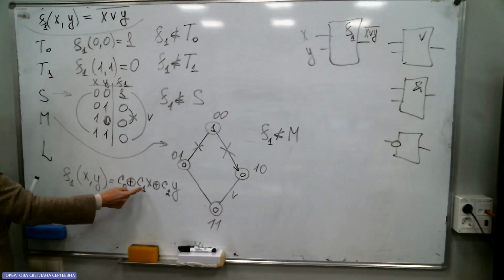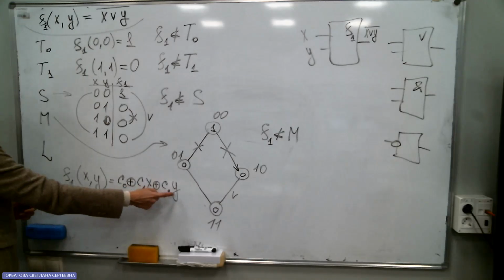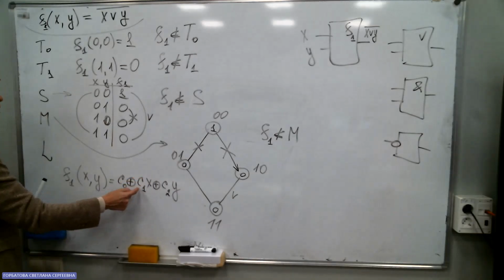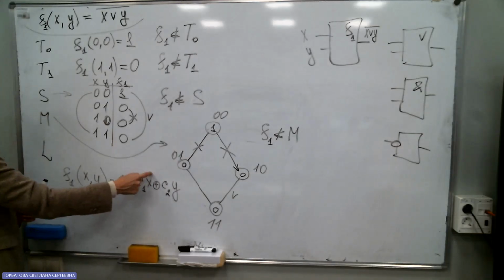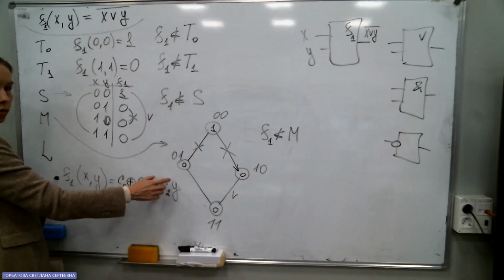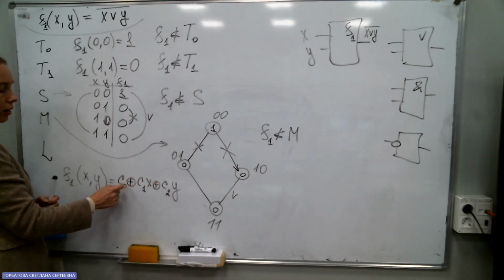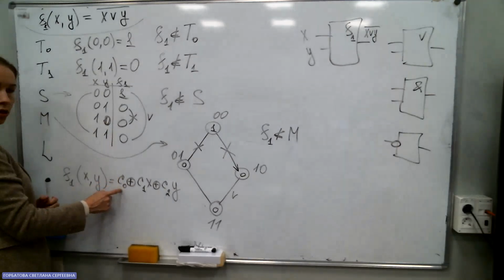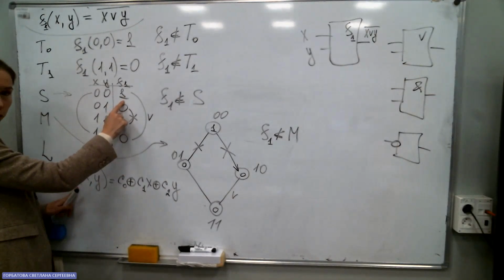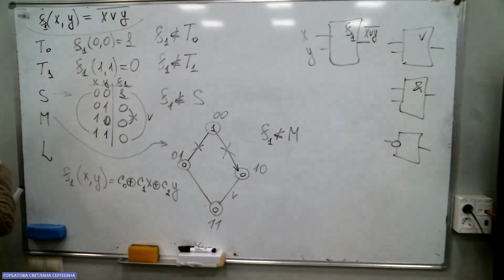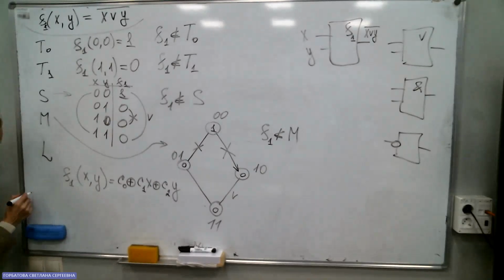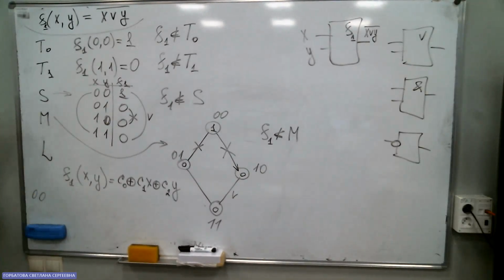Instead of x and y, we can put 0. Then 0 conjunction C1 will be 0, and 0 conjunction C2 is also 0. Here there will be just C0, and here will be the result of our function. Absolutely right. Great. Okay, so let's use the point 0, 0.